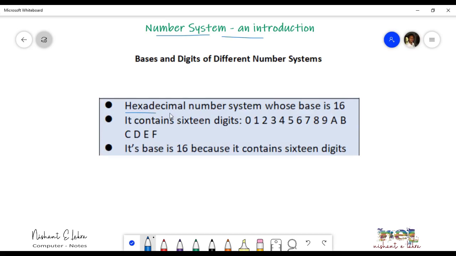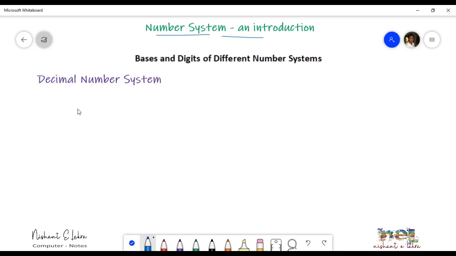The fourth type of number system is hexadecimal number system, whose base is 16. Okay, hexadecimal number system's base is 16. And it contains how many digits? 16 digits. 0, 1, 2, 3, 4, 5, 6, 7, 8, 9, A, B, C, D, E, F. Now if you number them total, right, you will get it as 16 digits. Its base is 16. Why? Because it contains 16 digits. Alright, so hexadecimal number system's base is 16. You have to keep this in your mind because in the future we'll learn how to convert these.